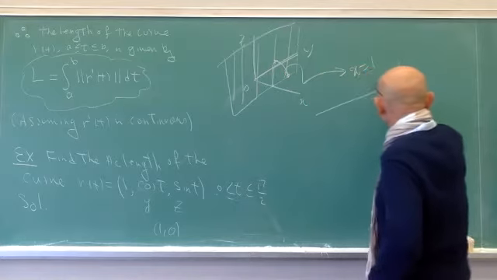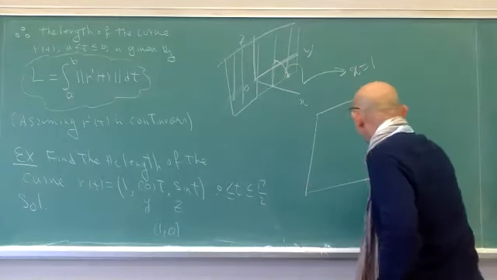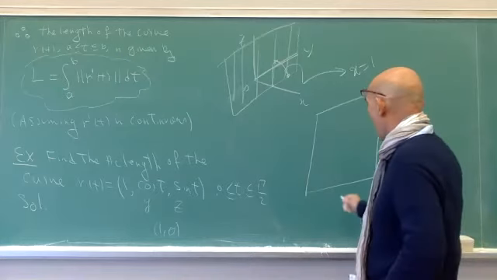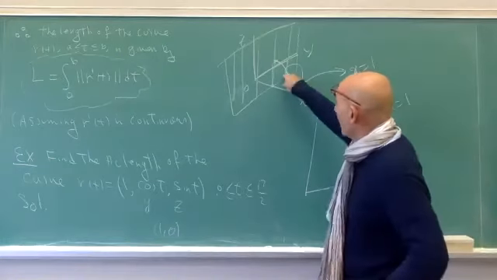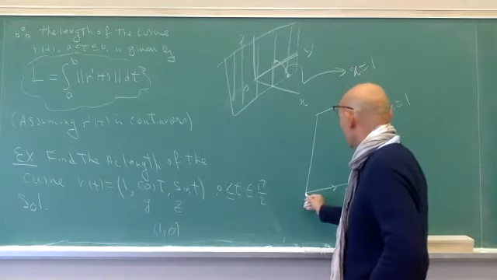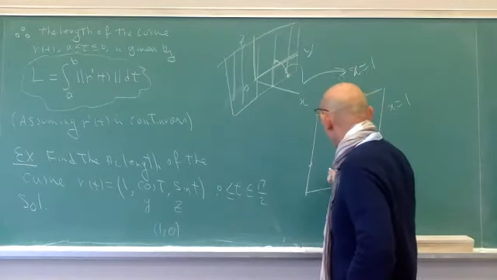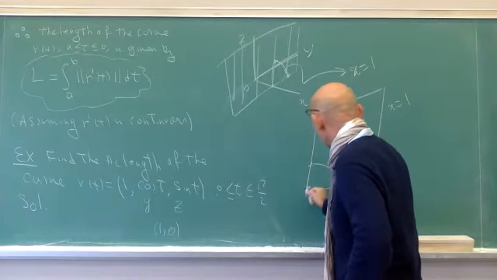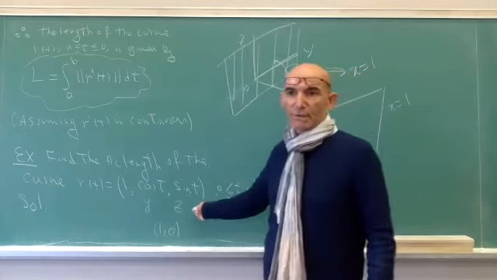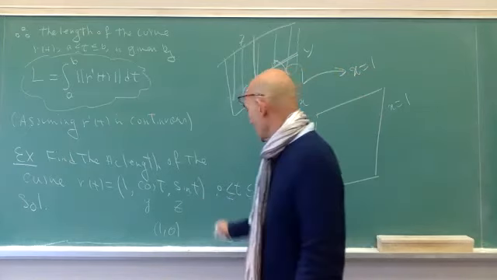So this is the plane x equal to 1, this whole thing. And in that plane, I draw some line parallel to the y-axis, and it goes like this, and this is 90 degrees. So this is a quarter of a circle. Quarter of a circle.